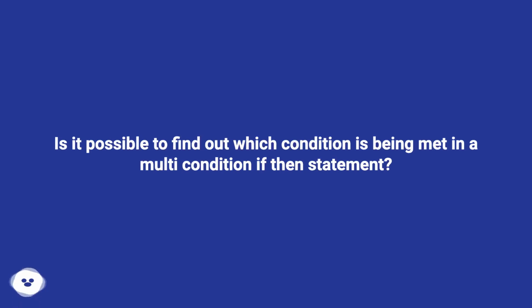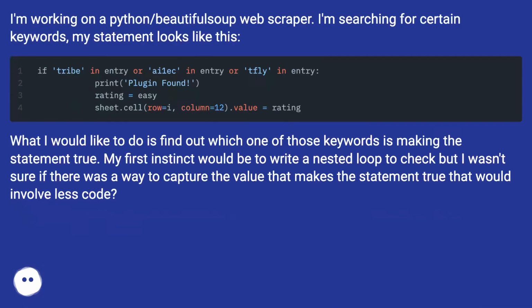Is it possible to find out which condition is being met in a multi-condition if-then statement? I'm working on a Python/beautifulsoup web scraper. I'm searching for certain keywords. My statement looks like this.